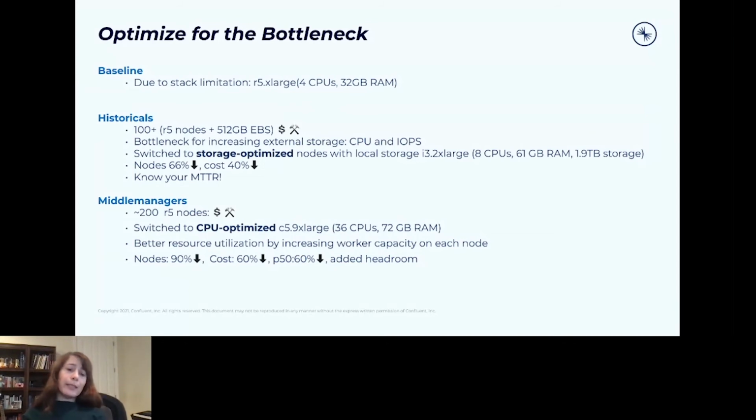As for the middle managers, we grew to 200 R5 nodes, again high cost. So we switched to CPU optimized C5 9X large nodes. Bigger nodes generally give better resource utilization, and we increased the number of worker capacity on each node. Previously, we had only one worker on a node, and we could increase it to 10. This decreased the number of nodes by 90%, cost by 60%, median latency by 60%, and it even gave us some headroom for growth.